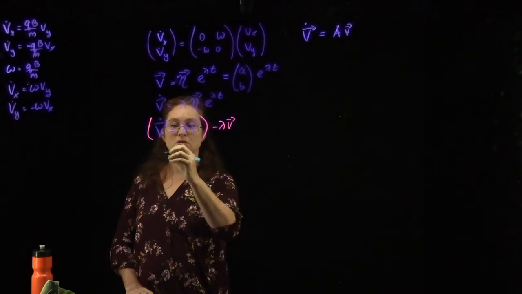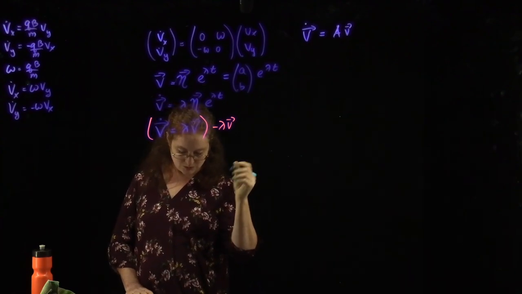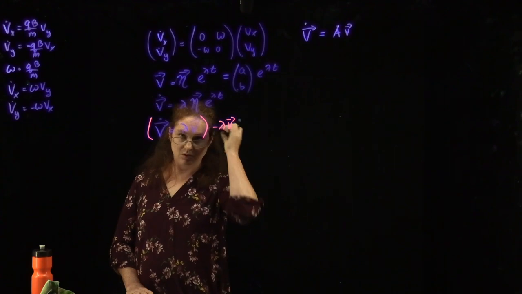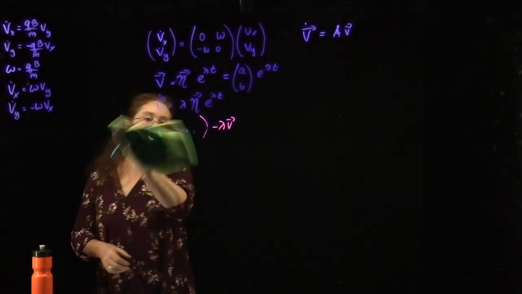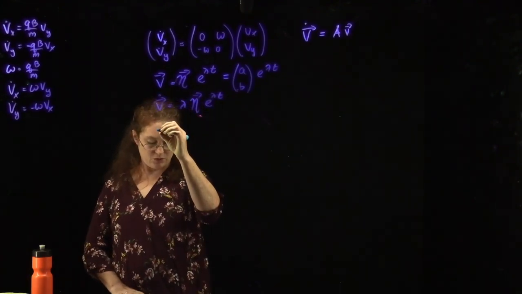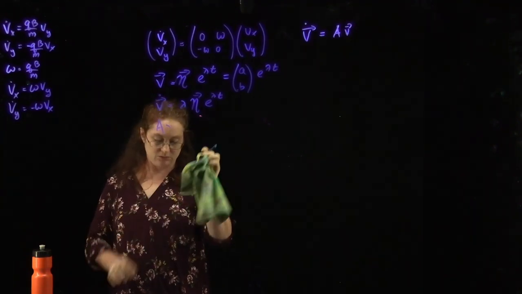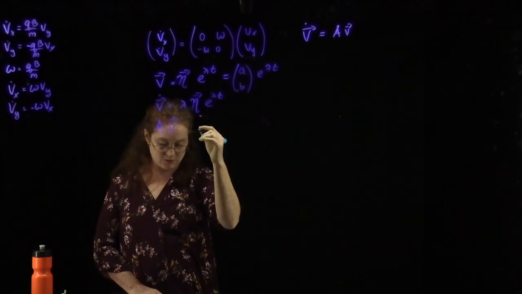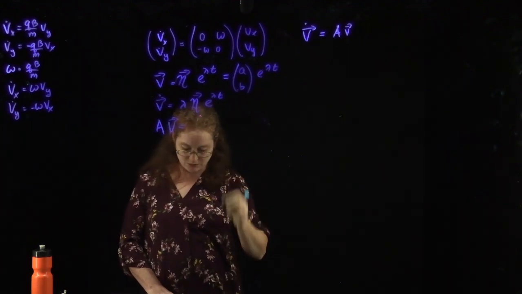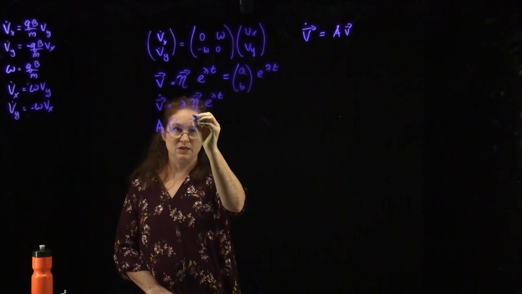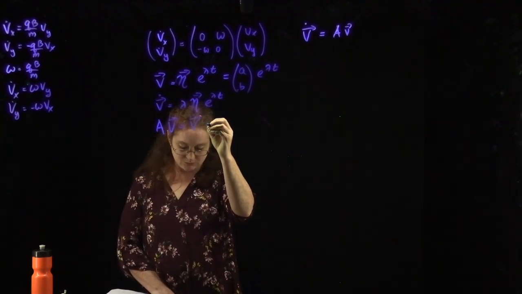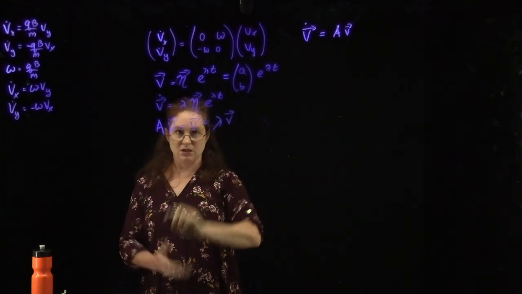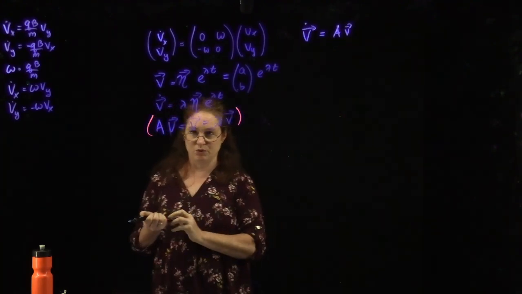So I get the equation V dot. I'm going to back up just a little bit. I have the equation A V, that's this times this, equals V dot, and that is equal to lambda V. So I can subtract lambda V from both sides.